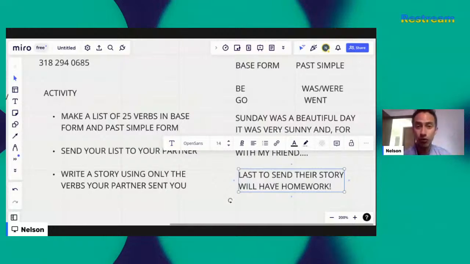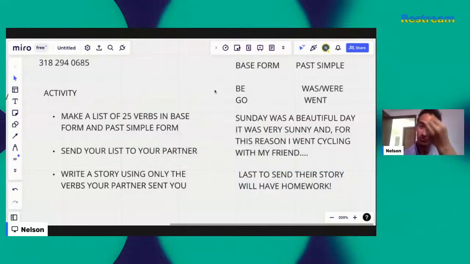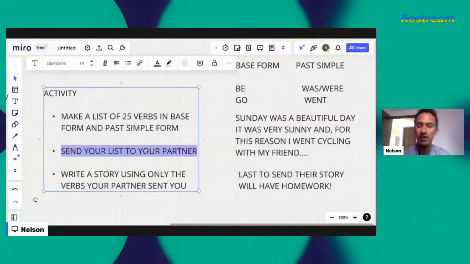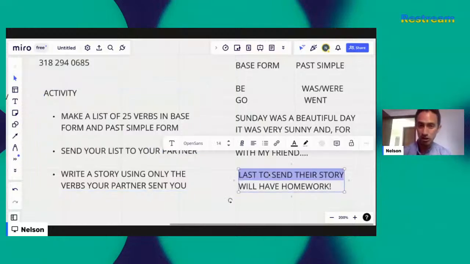Now, before you ask, the story is also individual. The only part where you work in a group is when you exchange. Everything else is individual. You write your list individually, and you write your story individually. But of course, you change lists with your partner. Again, the last person to send me their story will have homework.